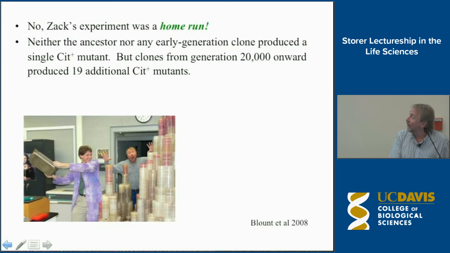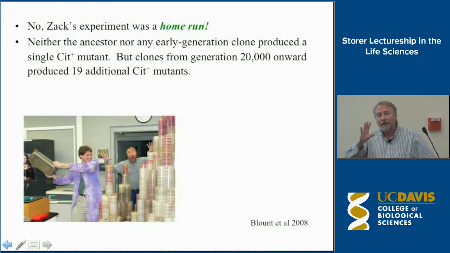So did he get angry? He didn't get angry, despite this fun picture. His experiment was a really cool success because what he found was that the ancestor never produced this transition, and no clone from about 20,000 generations or earlier ever made this transition. But he actually found another 19 evolutionary transitions from citrate minus to citrate positive, and they always occurred from generation 20,000 onward. And we don't know that boundary with super precision.